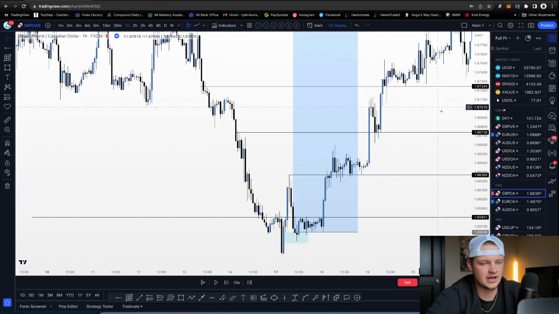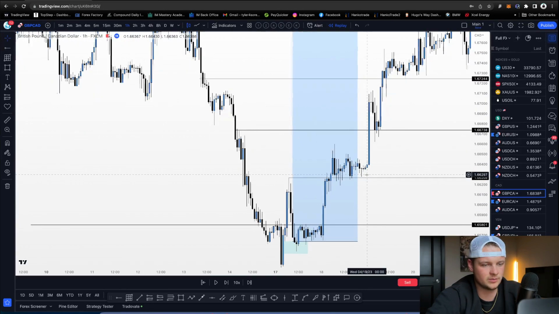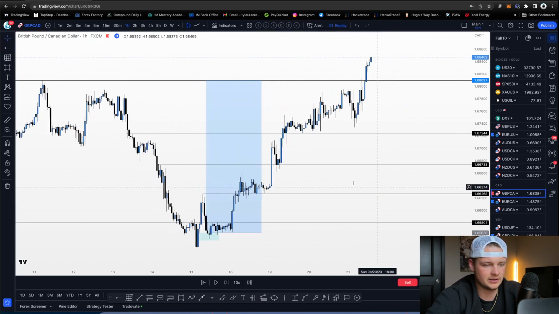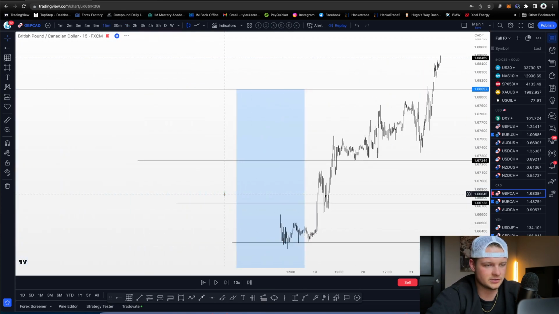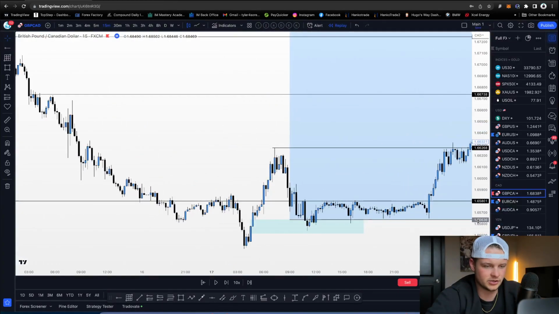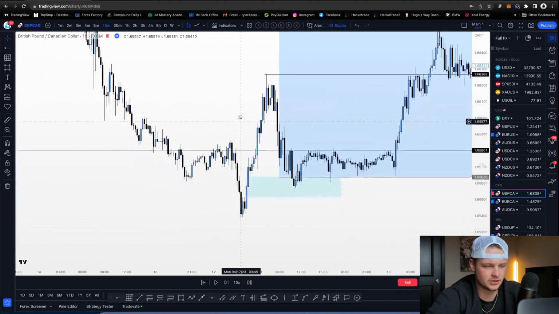So that is how you can use the weekly sweeps as your trade entry reason, and this is obviously using fair value gaps as the entry model on that. Let's just see if it showed itself here. You could have done the break of structure entry as well.